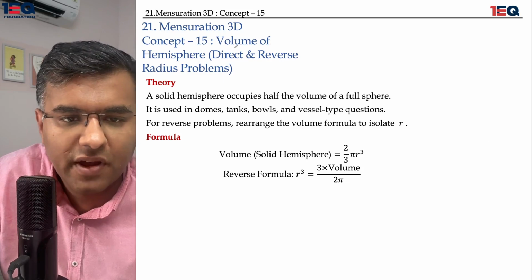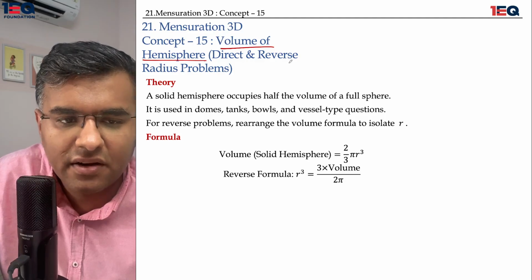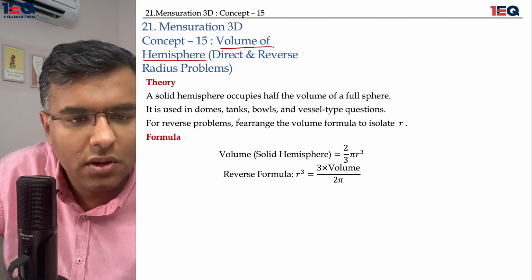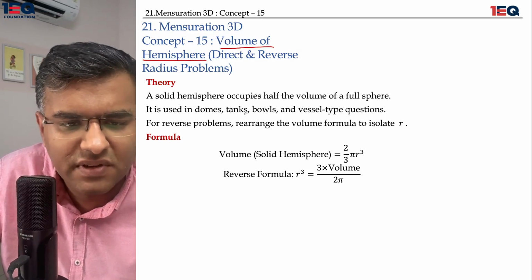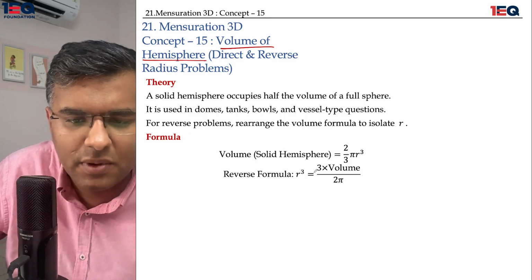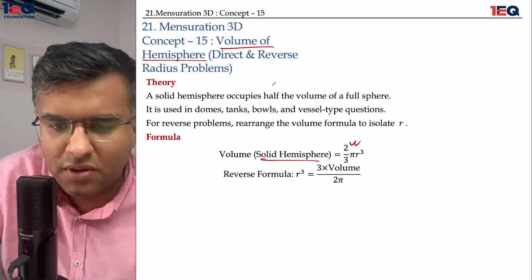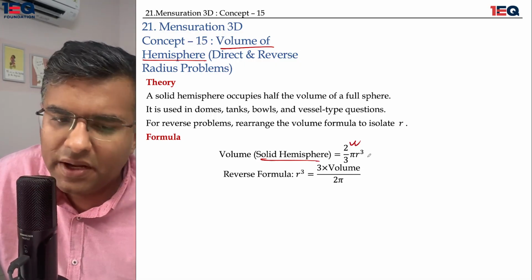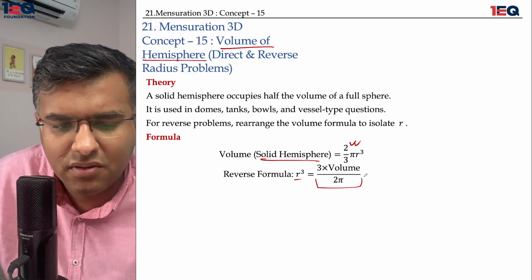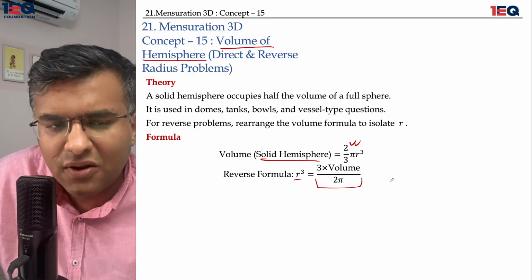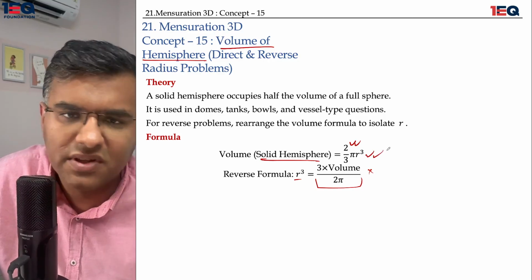Volume of hemisphere, direct and reverse radius problem. A solid hemisphere occupies half the volume of a sphere, like domes, tanks and everything. Formula for a solid hemisphere: we are talking about the volumes now. So 2 by 3 pi r cube, and there is a reverse formula to find out the value of r. I don't think this is necessary. It's okay if you can remember this formula.